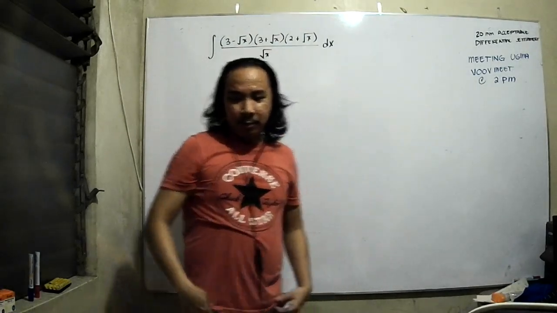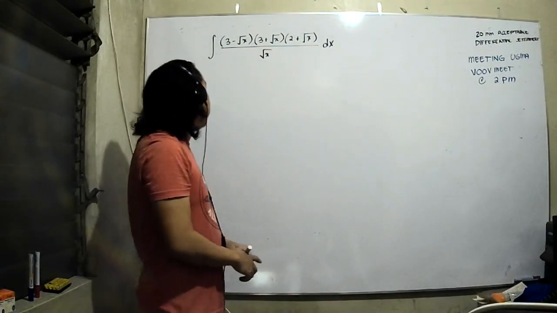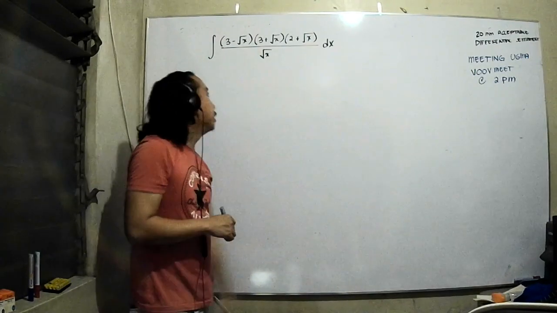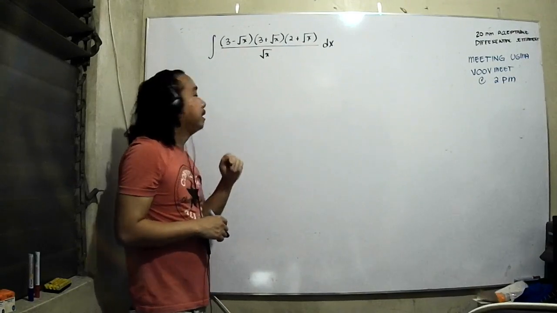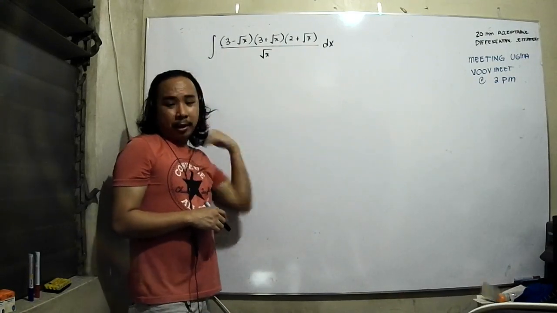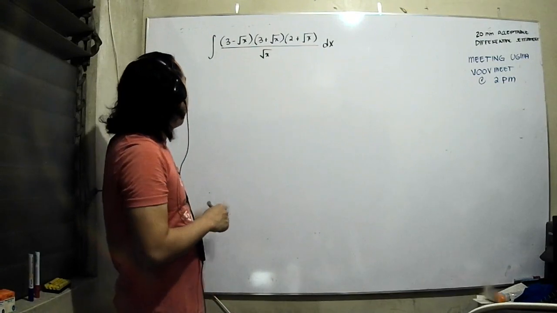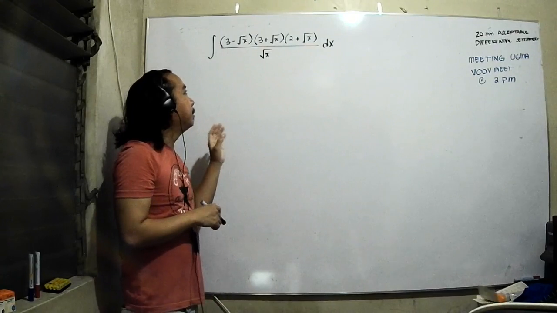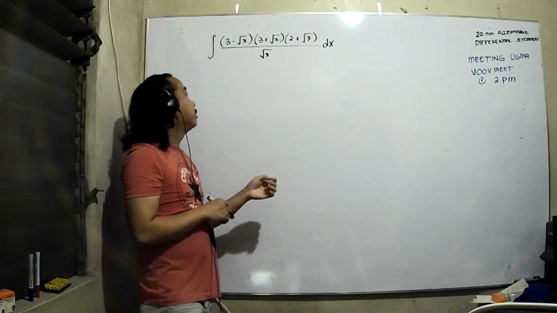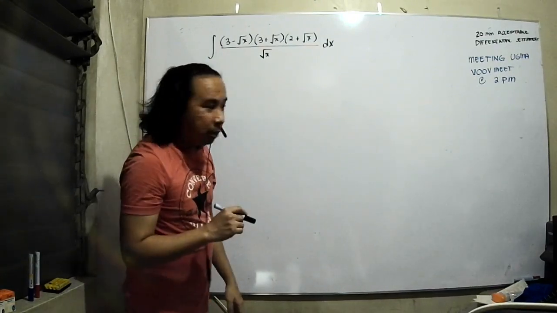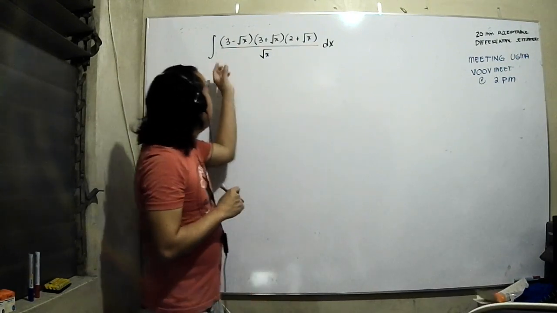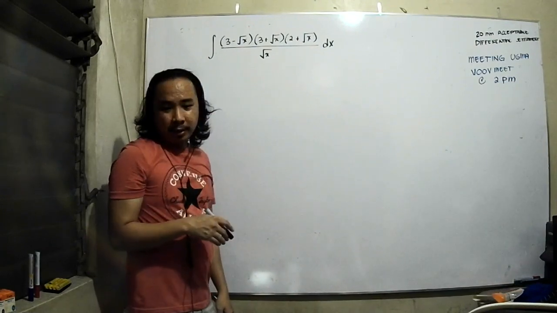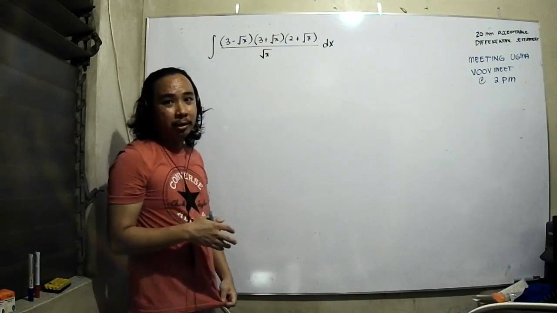Okay, good evening everyone. In this video, we will be solving an integral in which we have these particular terms divided by the square root of x. Now, it's a little tricky. We don't exactly have a formula to solve this. So what we do here is find a way to simplify it to a form that is much easier to handle.